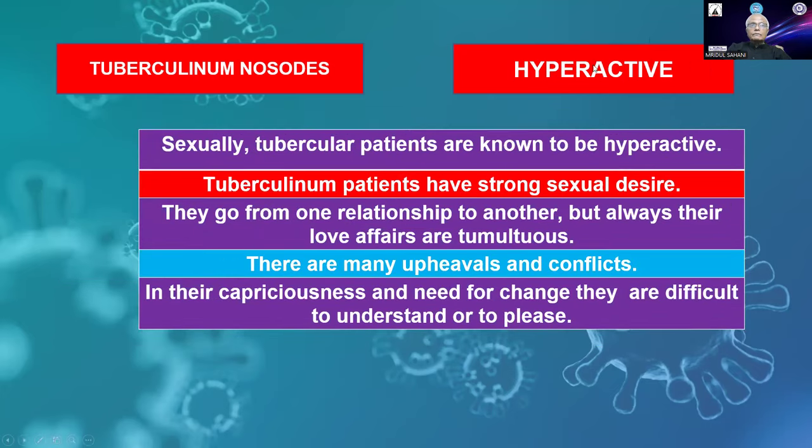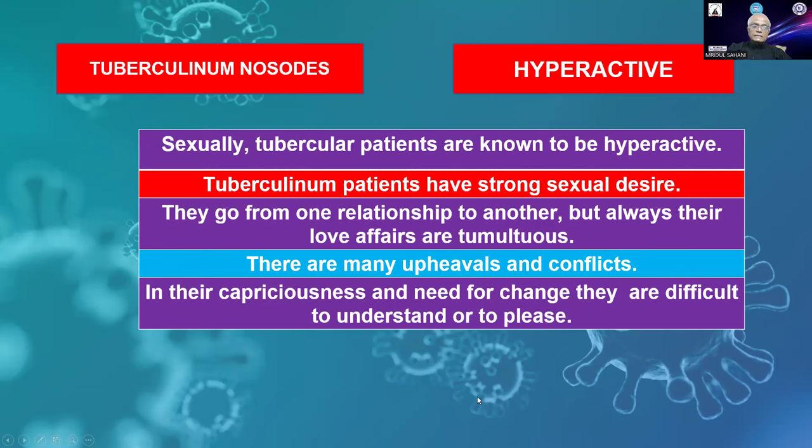They are hyperactive. Sexually, tuberculinum patients are known to be hyperactive. They have a strong sexual desire. They go from one relationship to another, but their love affairs are always tumultuous. So they are adulterous in nature. They may also have appeal and conflict.